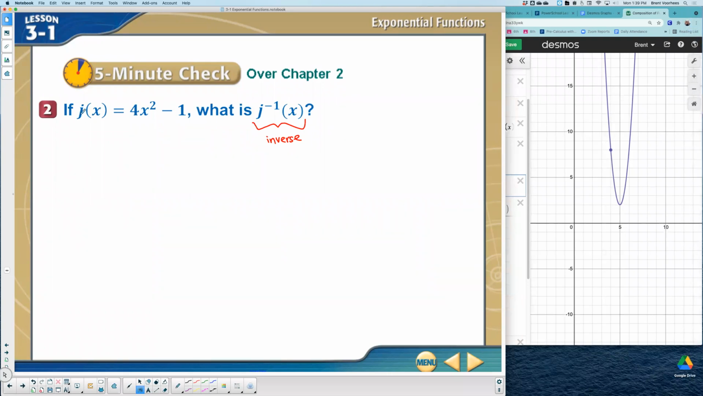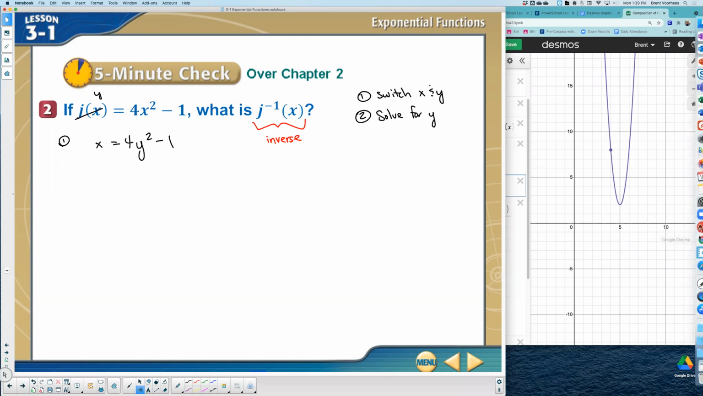Switch x and y. So first we'd have to establish where is y in the problem. It's j of x. So we're going to switch x and y. So this becomes the y here. So I switch x and y. This is the first step. So x equals 4y squared minus 1. And now what's our second step after you switch x and y? Solve for y.